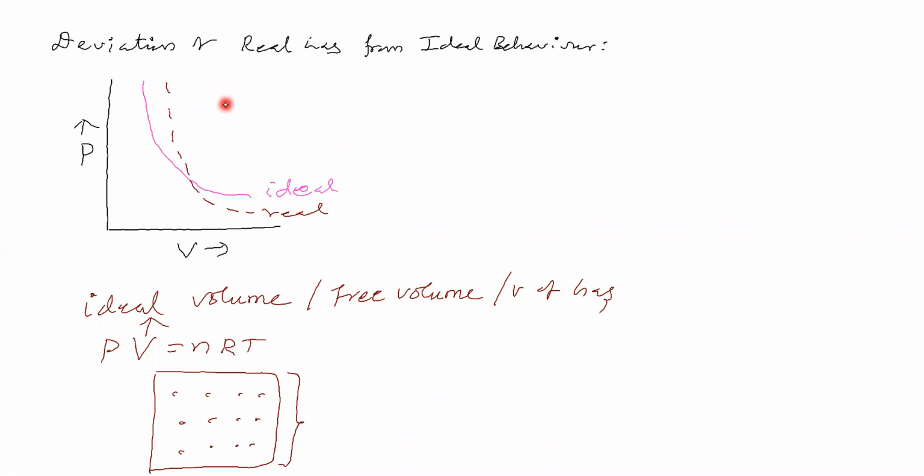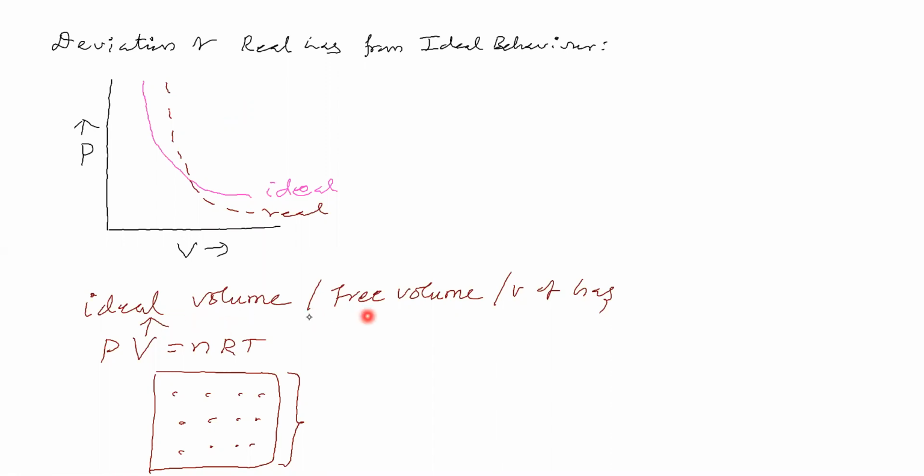Next, for ideal gas, the entire volume of the gas is nothing but free volume. For real gas, the entire volume of the gas is not free volume. So now we got the point that in two ways, real gas and ideal gas differ. One is with respect to interaction, another is with respect to free volume.